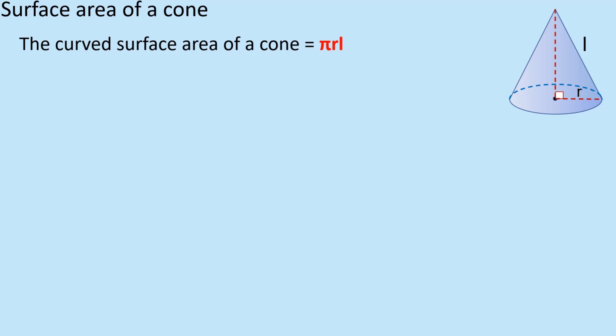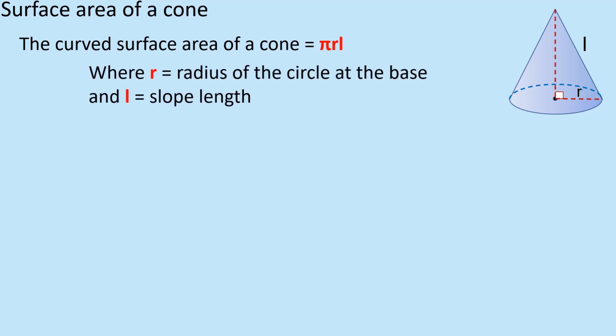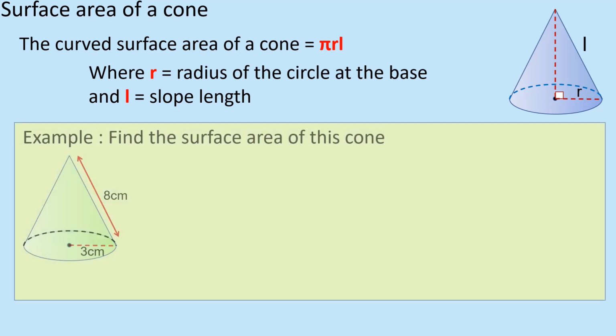That's not the area, obviously, of the circle at the bottom. So if you want the area at the bottom, you would need to add that on. All right, so just to clarify, r is the radius of the circle at the base, and L is the slope length. Okay, so find the surface area of the cone.